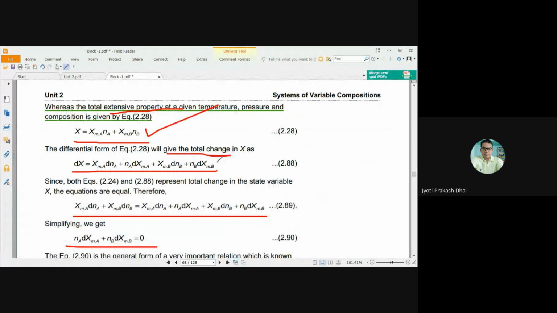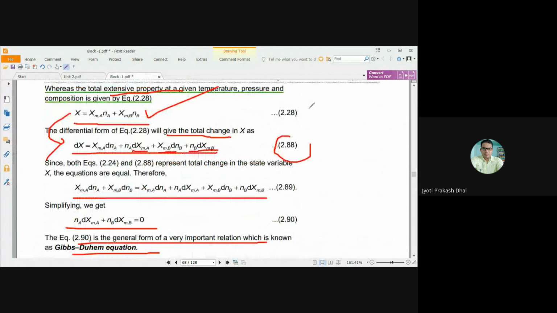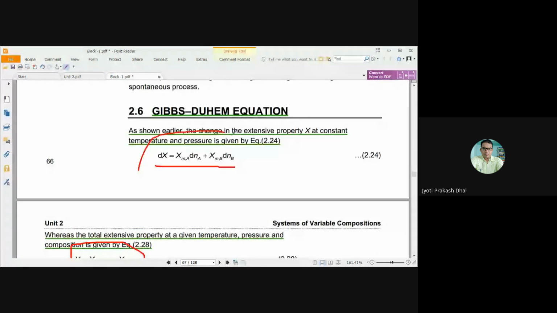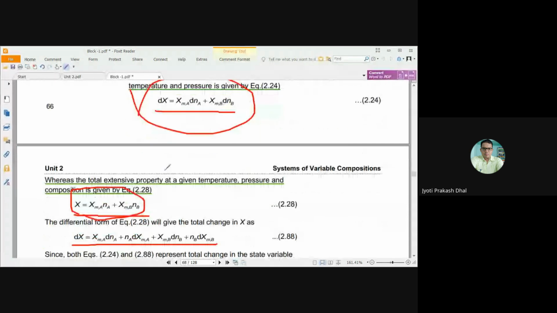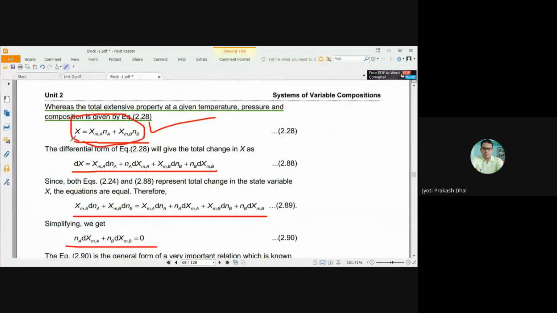So again, if we take the differential form, we can write dX equals X_mA dnA plus nA dX_mA plus X_mB dnB plus nB dX_mB. So this is equation 88. So that means first we have taken this equation, and then we have taken the integration of this equation to find this one, and after that again we have taken the differential of this equation to find this one.